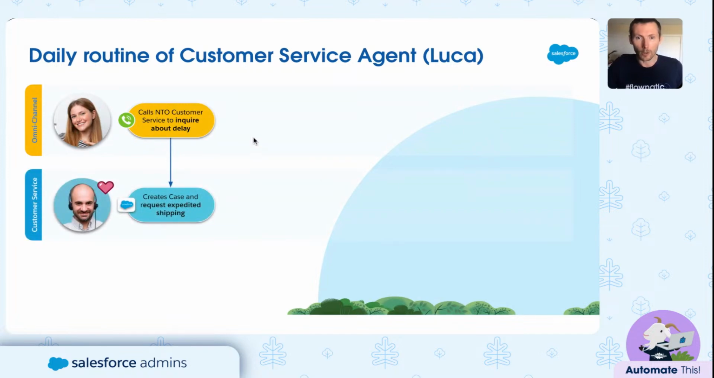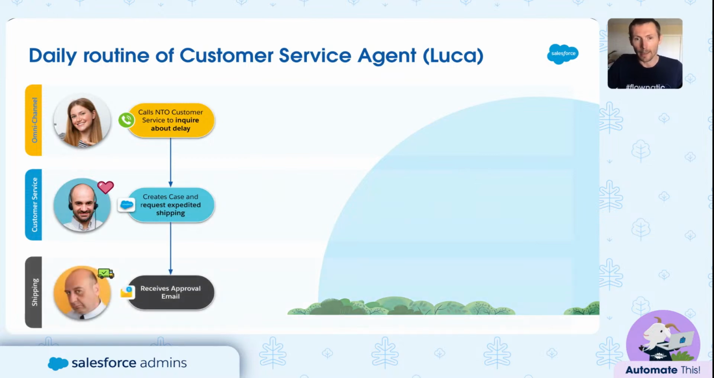So Nina is calling, then Luca is taking the request and creating the case based on the phone call. And then he requests expedited shipping. This goes directly to a shipping manager working at the warehouse that will be looking at the shoes and checking that they can actually send them in an expedited way. Today, this is going through an email, so we'll have to wait until the email is received, processed, then the shipping is approved.